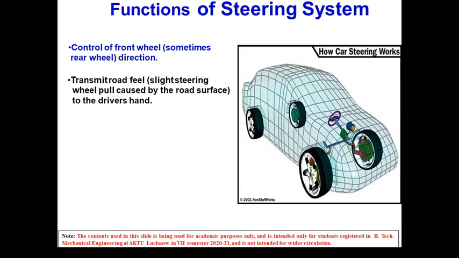Another function served by the steering system is to transmit the road wheel feedback, that is, the steering wheel pull caused by the road surface, to the driver's hand.